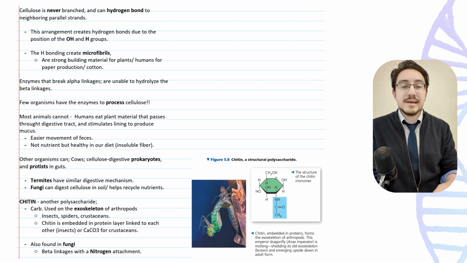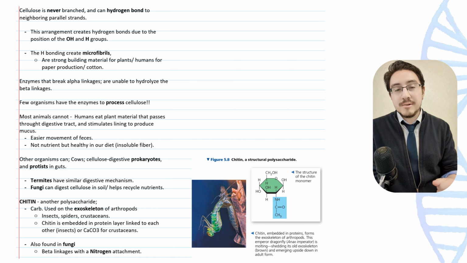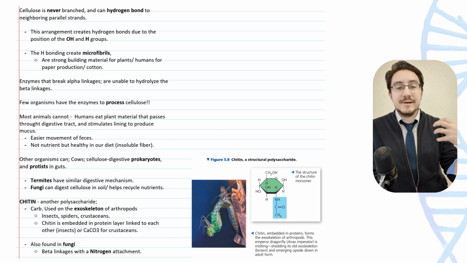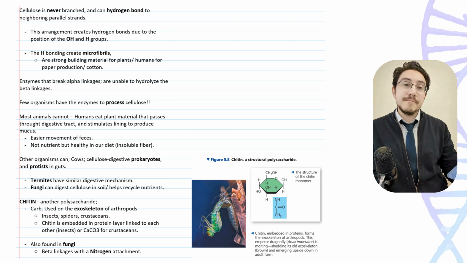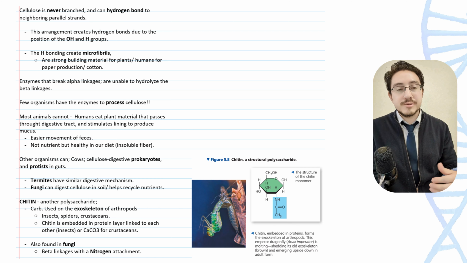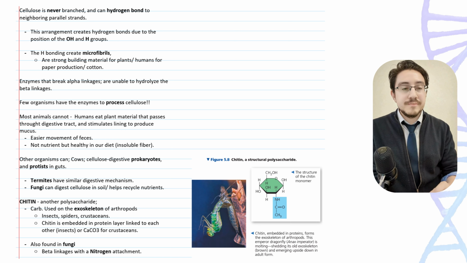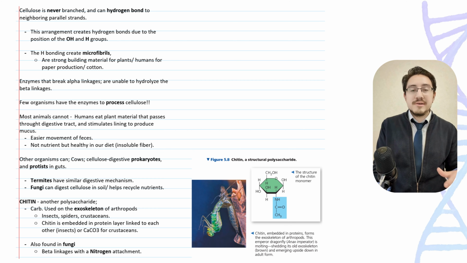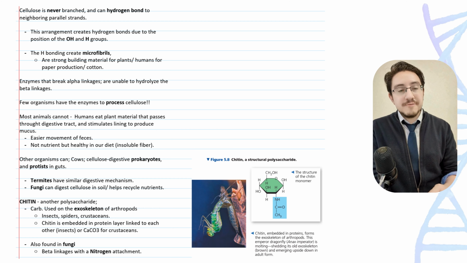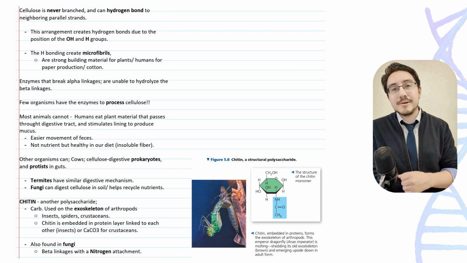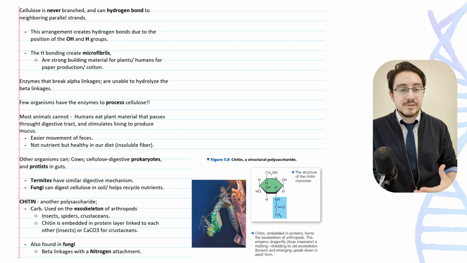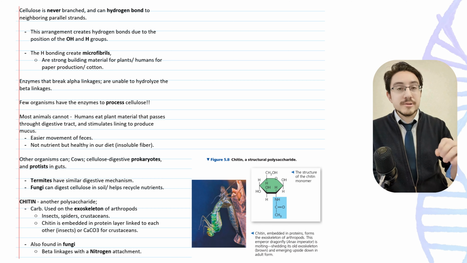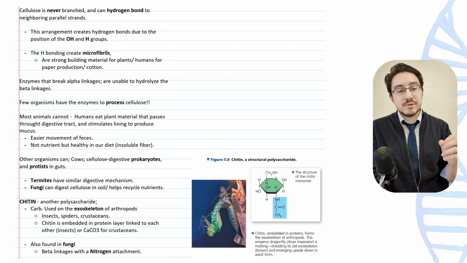Those organisms that can digest it, for example cows, don't produce the enzymes per se, but they have cellulose-digesting prokaryotes, bacteria, and protists that are able to break down the cellulose, and then they can extract that nutritive content. Termites can also break down cellulose. They have a very similar digestive mechanism. Fungi also can digest cellulose in the soil, and it helps recycle nutrients for a whole ecosystem, right? So that is cellulose. You have another structural form of polysaccharide, which is called chitin.